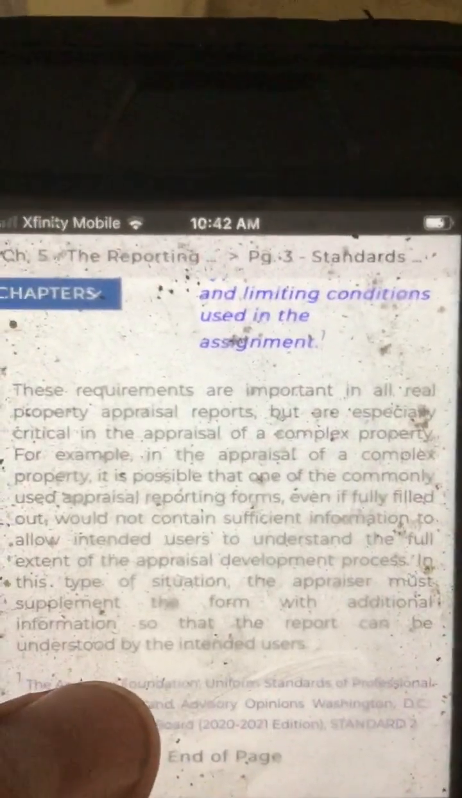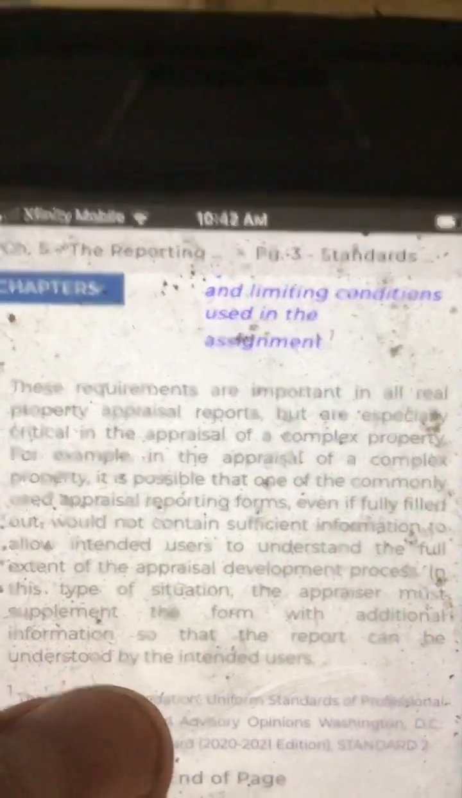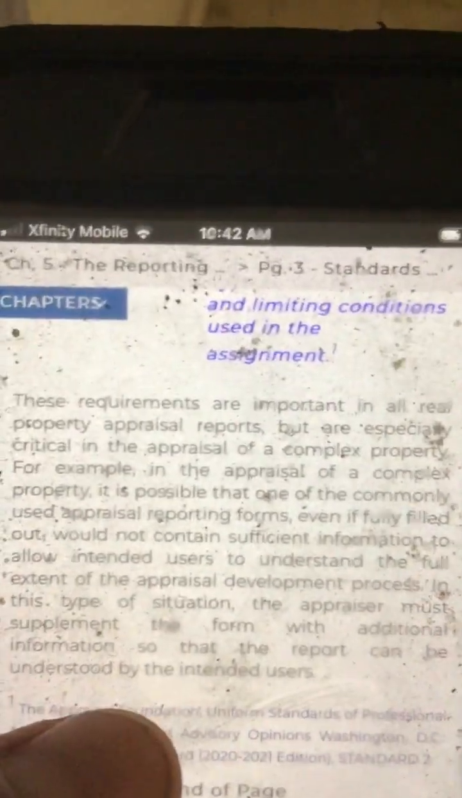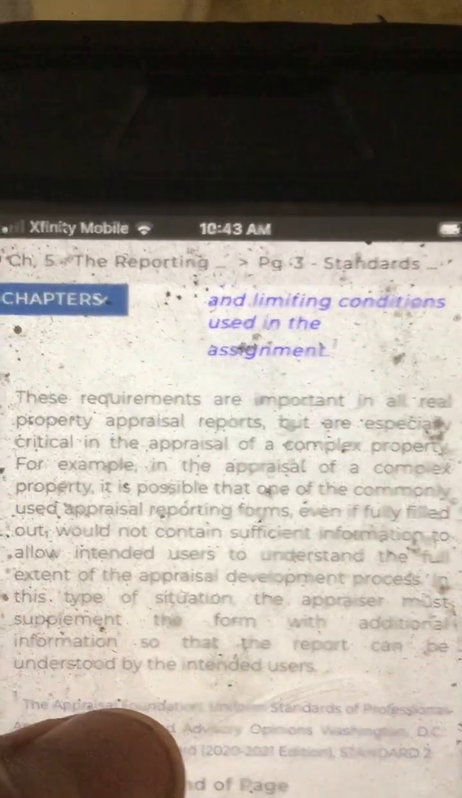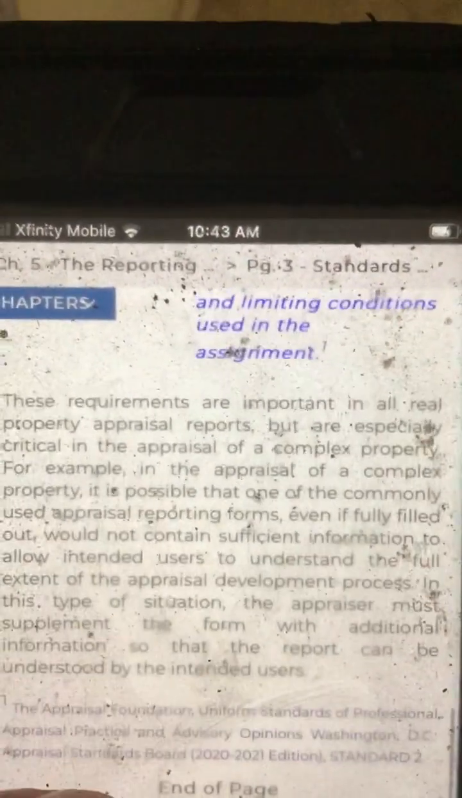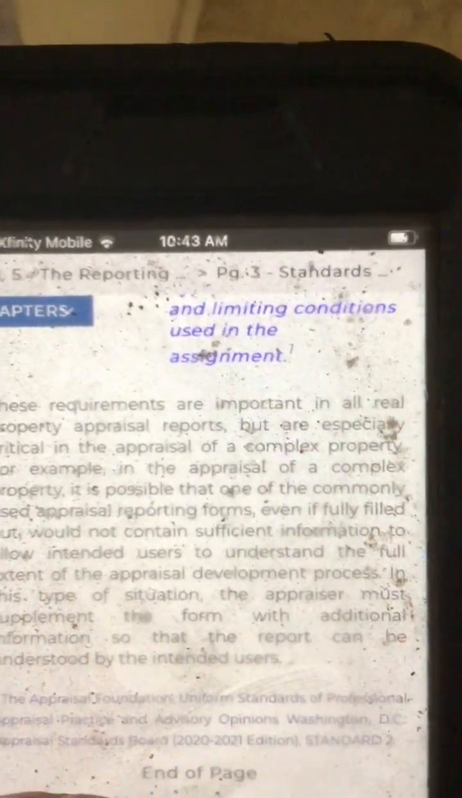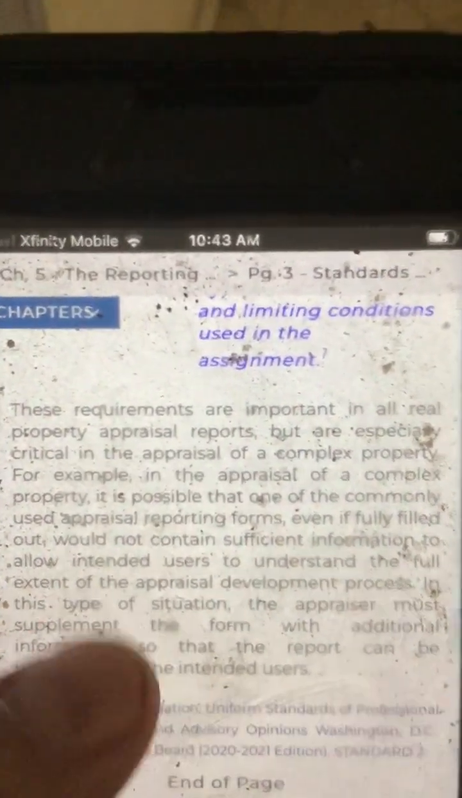These requirements are important in all real property appraisal reports, but are especially critical in the appraisal of a complex property. For example, in the appraisal of a complex property, it is possible that one of the commonly used appraisal reporting forms, even if fully filled out, would not contain sufficient information to allow intended users to understand the full extent of the appraisal development process. In this type of situation, the appraiser must supplement the form with additional information so that the report can be understood by the intended users.